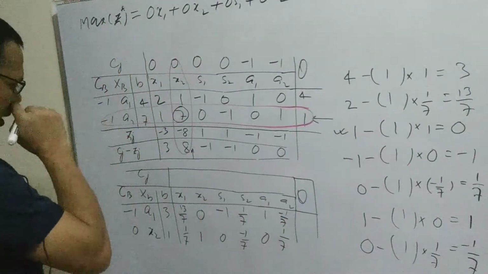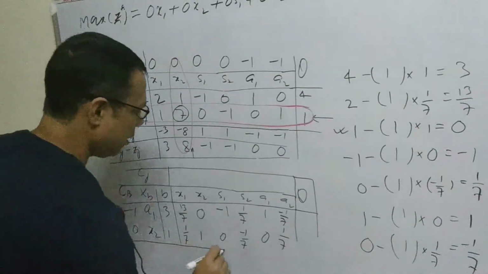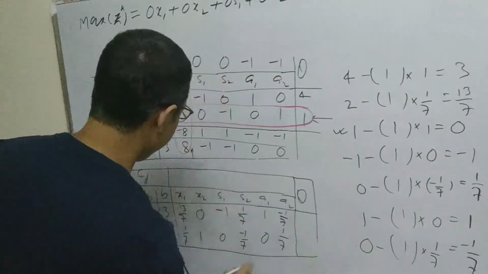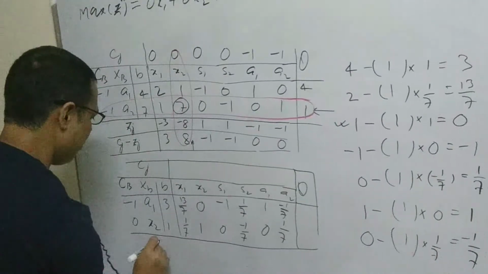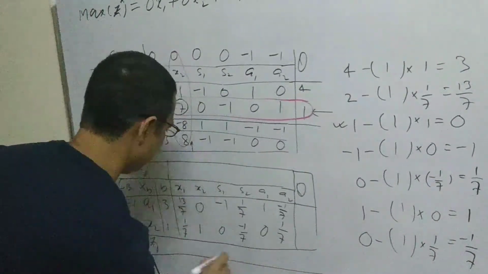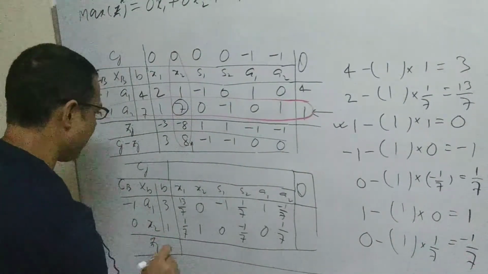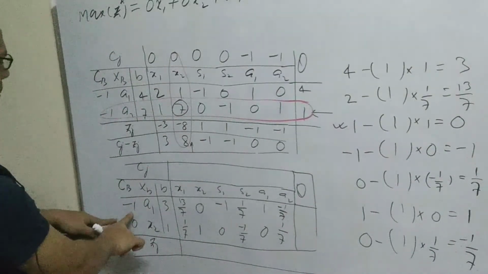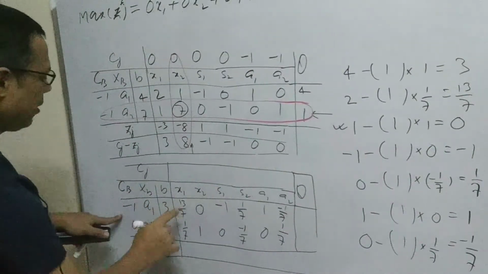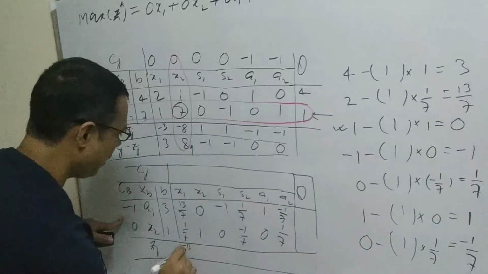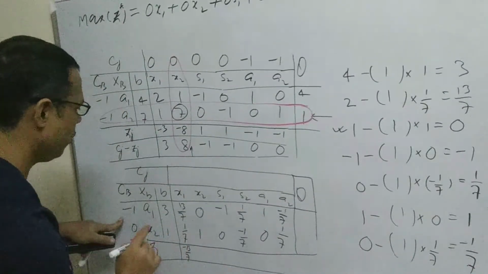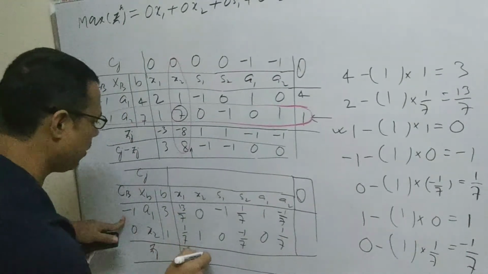Now we fill this table. Once you complete this part, then we need to find the Zj. The same procedure is not going to change. To find the Zj, it is a simple calculation: multiply this term. So minus 1 into 13 by 7, minus 13 by 7. 0 into this one, 0. Minus 1 into 0, 0. 0 plus 0, 0.